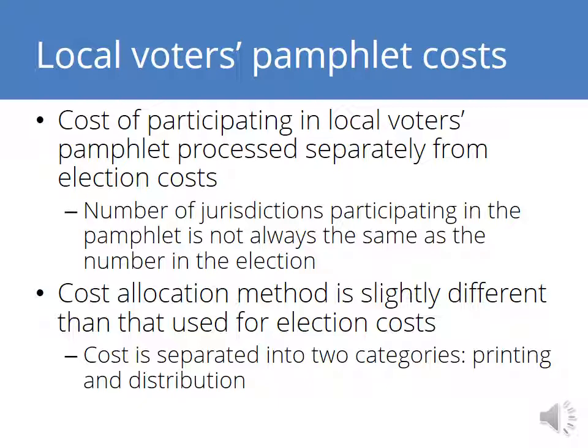Unlike election costs, the payment for participating in the local voters pamphlet is not processed via interfund transfer. Instead, invoices are sent to participating jurisdictions to be processed for direct payment to King County Elections. A jurisdiction's participation in a local voters pamphlet depends on the election. During special elections held in February or April, jurisdictions must specifically request the production of a local voters pamphlet, or one will not be produced. During a primary or general election, all jurisdictions are automatically included in the local voters pamphlet.